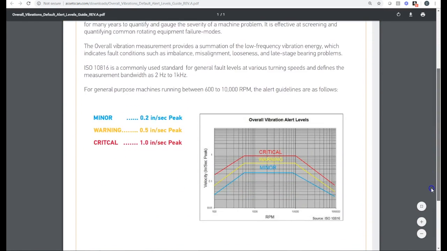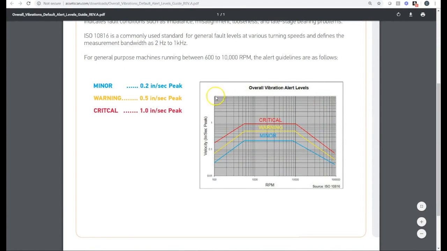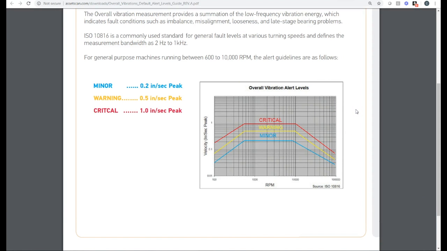Similar to how we set alerts on the ultrasonic, we have an artificial intelligence rules-based approach for setting alerts on overall vibe. In this case we're using the ISO 10816 standard. What you notice in this chart is that it's a log to log chart, and you notice these flat lines here for 600 to 6,000 RPM. It's telling us that we can use standard alerts: 0.2 inches per second peak for minor, 0.5 inches per second peak for warning, and 1.0 inches per second peak for critical.